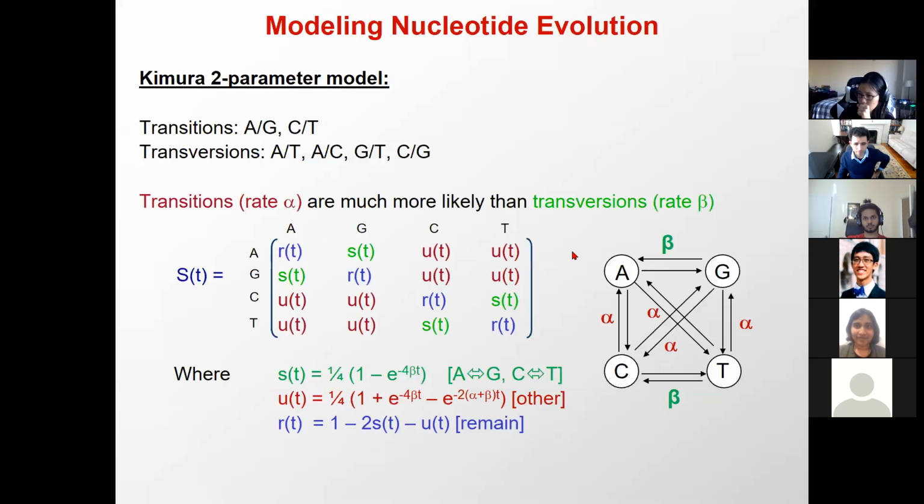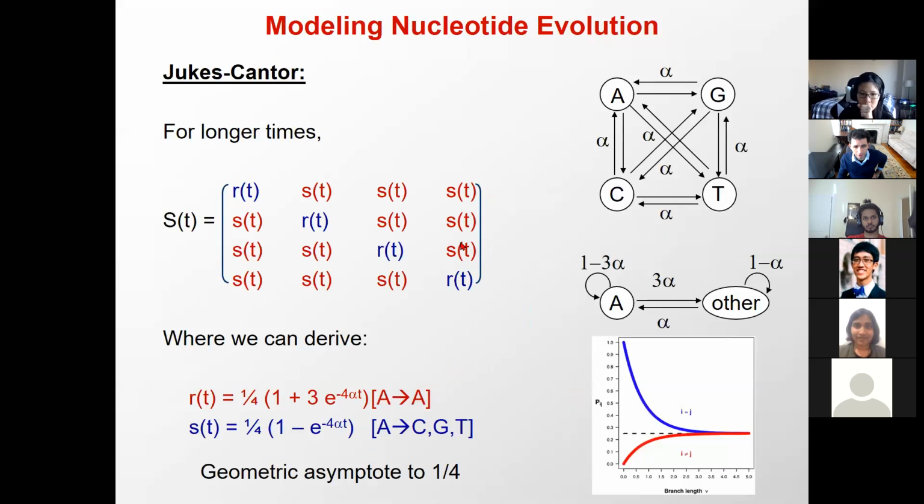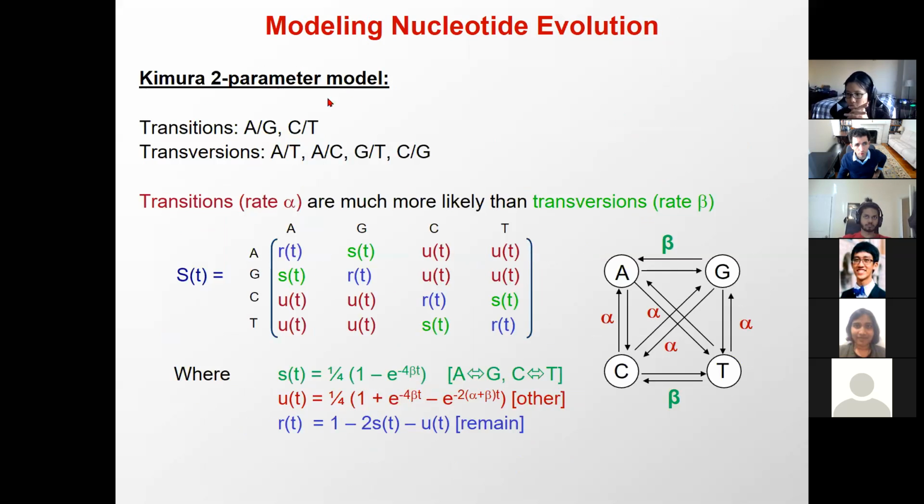So that's the one parameter model that basically says that every nucleotide changes with the same probability alpha to each of the other nucleotides. The two parameter model says, well, transitions are much more likely than transversions. So I'm going to use a different rate for transitions and a different rate for transversions. So I'm going to have a higher rate S and a lower rate U.